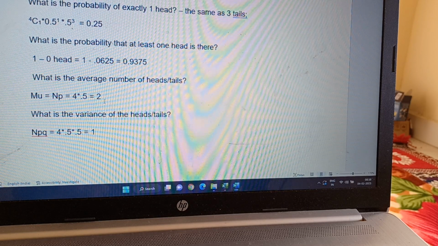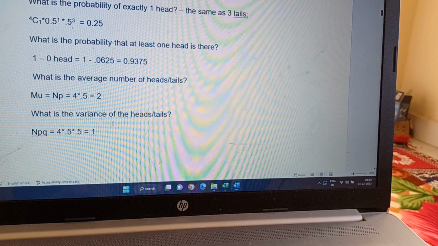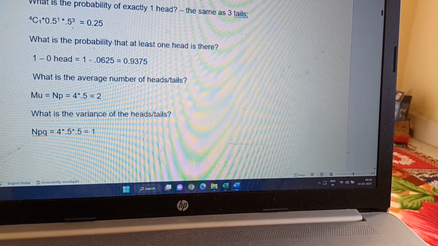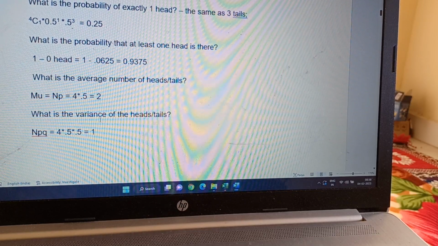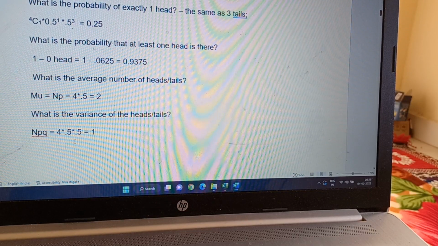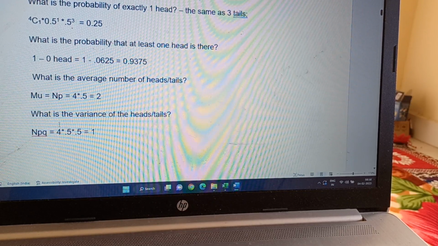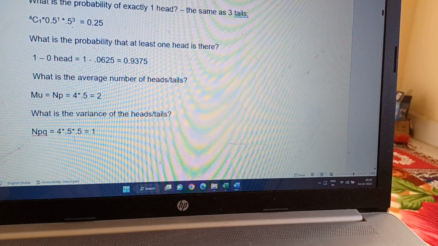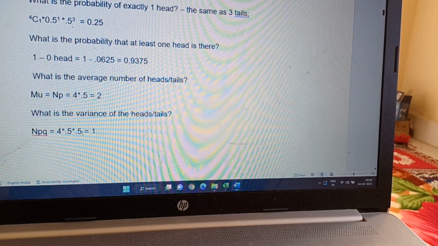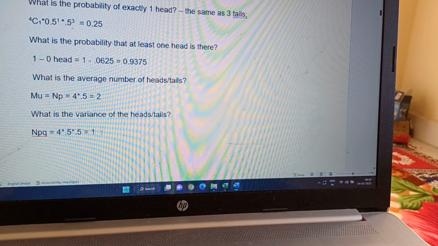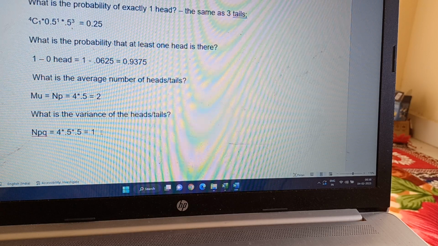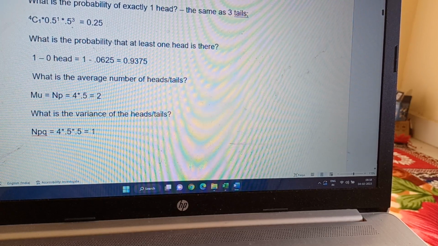Now the variance. These two questions are important because they are often asked to calculate the mean and variance. So variance is npq. So n is 4, p is 0.5 and q is 0.5. So this one is equal to 1. So npq is equal to 1. The standard deviation will also be root npq, root of variance. So that will be 1.